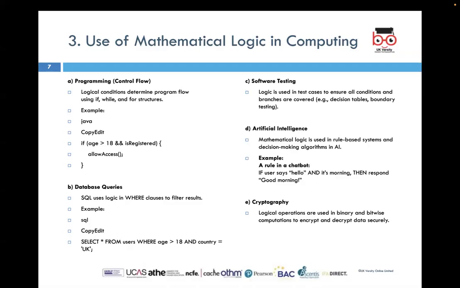Software testing. Logic is used in test cases to ensure all conditions and branches are covered. For example, decision tables, boundary testing. Artificial intelligence, mathematical logic is used in rule-based systems and decision-making algorithms in AI. For example, a rule in a chatbot. If a user says hello and it's morning, then respond good morning.